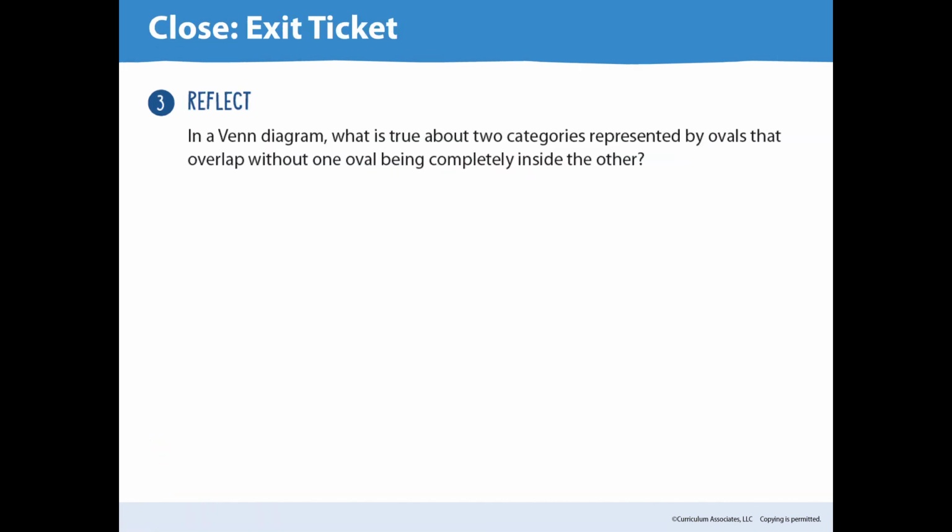Number 3, reflect. In a Venn diagram, what is true about 2 categories represented by ovals that overlap without one oval being completely inside the other? So we saw that in the last slide, the Venn diagram, where they overlapped, but they weren't completely inside the other. Shapes in the 2 categories each have some, but not all, of the properties of the other category.